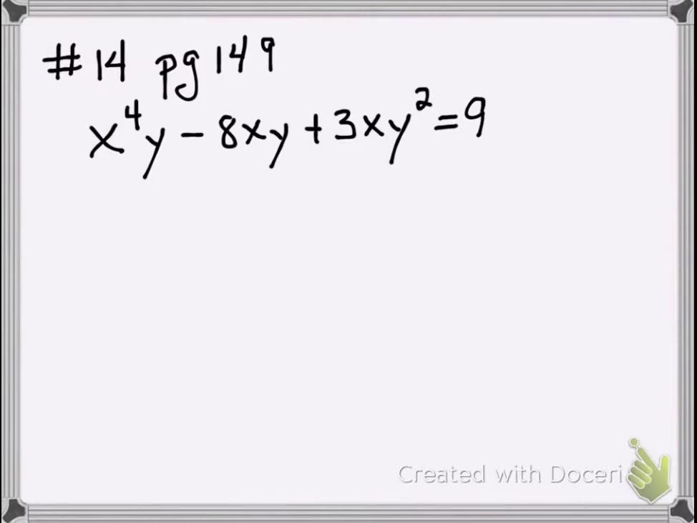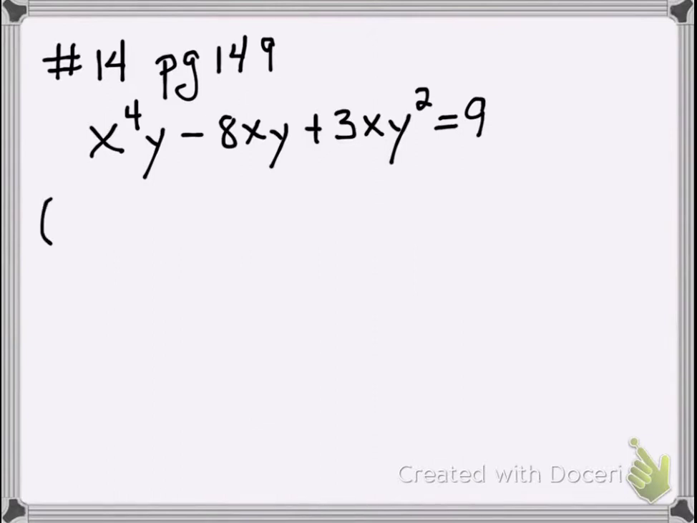Now notice that in each of these terms we have products of the functions of x and y. So we're going to be using the product rule in doing the derivatives of each of these terms. So let's start with the first term, x to the fourth times y, and we'll put the result in parentheses.